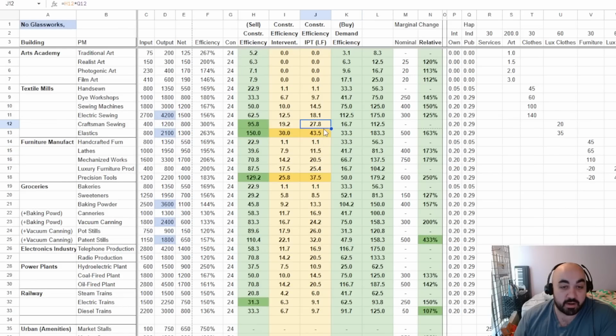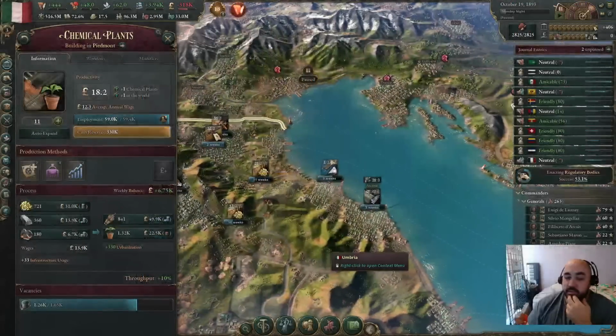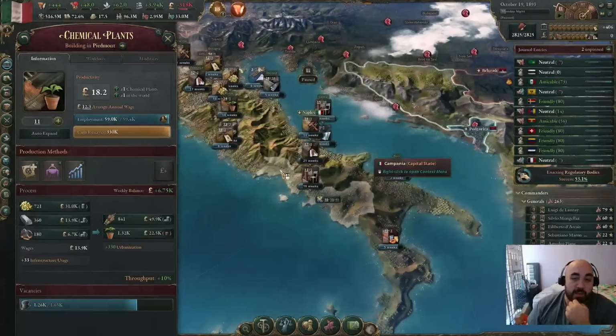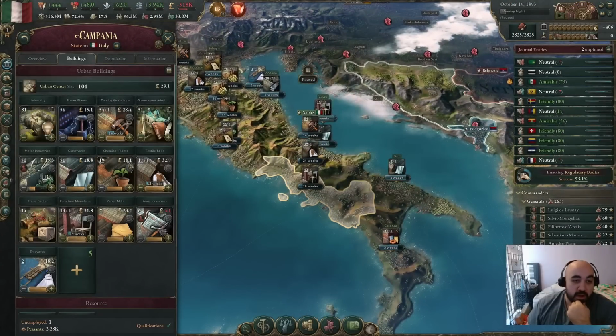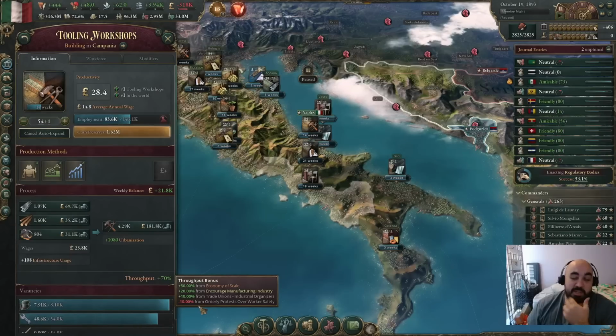But if we come over here and take a look at elastics, which is at 2100, and we say that it gets a 90% bonus because we're talking about encouraging manufacturing in the place because we can build infinitely tall, and we're also getting the trade unionist bonus. Let's go in game for a second and talk about these things. So here in the capital, we're encouraging manufacturing, and if we take a look at the throughput, it's at 70%. We have a malus from orderly protests, but okay.